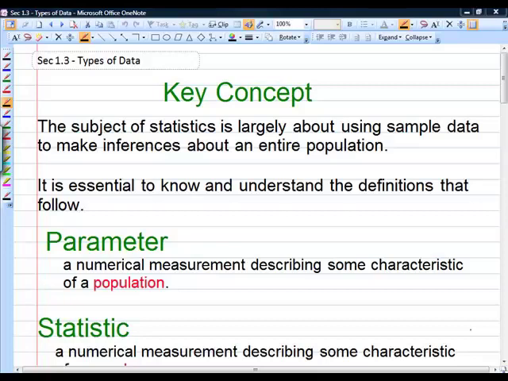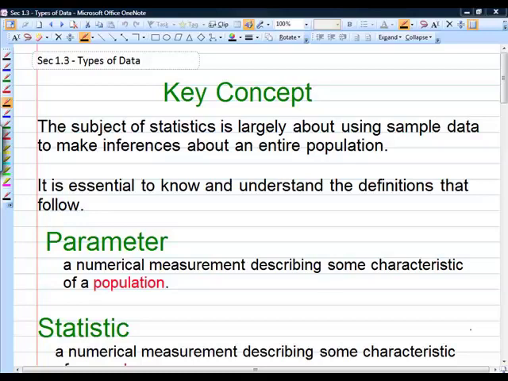Section 1.3, we're going to go over different types of data. In this course, there's two main types of data that we're going to be looking at. Did we go over those at all, quantitative and qualitative data? No. All right, but we did go over a population parameter and a sample statistic.